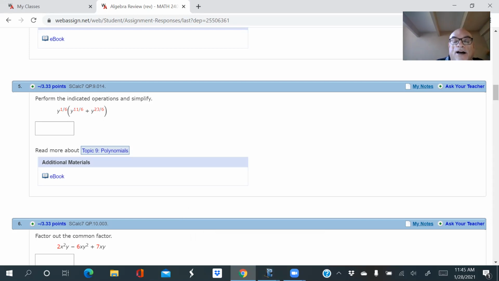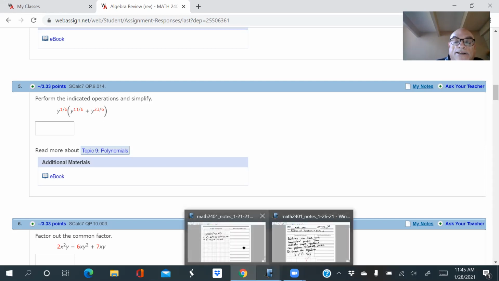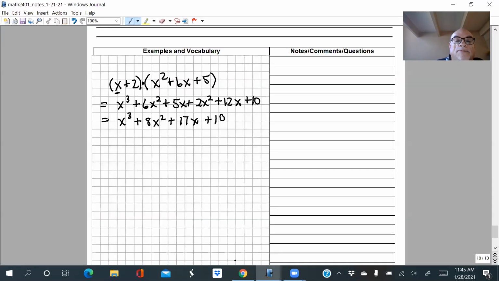You don't need to get hung up here on, gee, what does it mean to raise y to the 11 over 6 power? I mean, what sort of strange thing is that? You can still simplify this without knowing really anything about fractional exponents. So we have y to the 1/6 times y to the 11/6 plus y to the 23/6 power. That's hard to say.